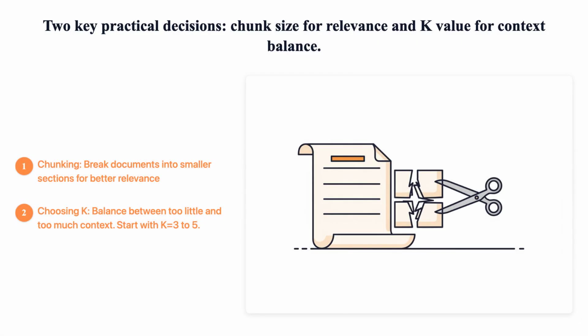Before we move on, here are two crucial practical considerations. First, chunking. You don't embed entire documents, but break them into smaller chunks of text. This improves relevance because you can find specific relevant sections rather than entire documents. Second, choosing K. This determines how many chunks you retrieve. Too few and you miss important context. Too many and you overwhelm the LLM. Start with K of 3 to 5 for most applications.